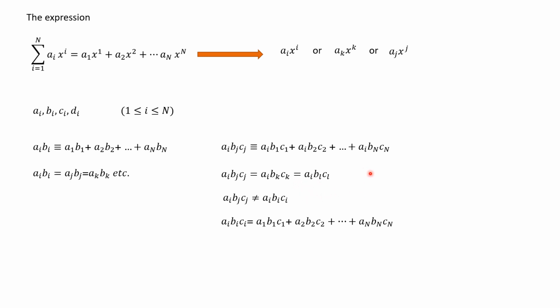However, a point to remember is that this dummy index cannot be replaced with a free index. That is, A_I B_j C_j is not equal to A_I B_i C_i. For example, if you consider A_I B_i C_i, then we have on this side A_1 B_1 C_1 plus A_2 B_2 C_2 plus and so on A_n B_n C_n, which is not equal to this expression A_I B_1 C_1 plus A_I B_2 C_2 and so on and so forth.